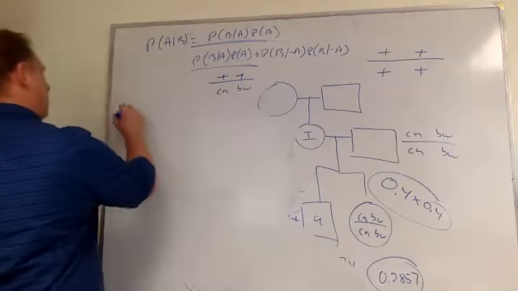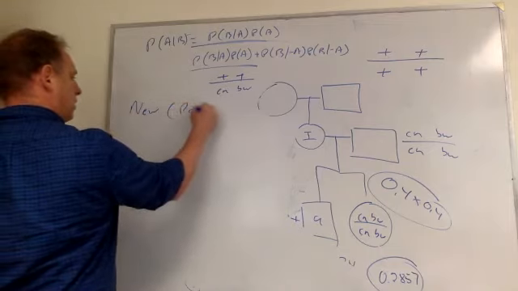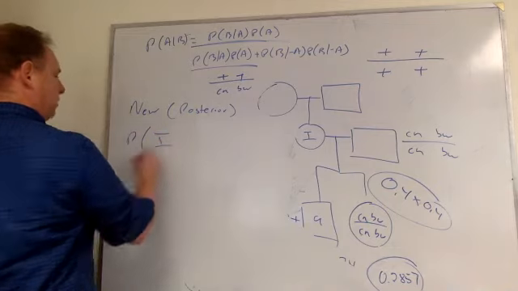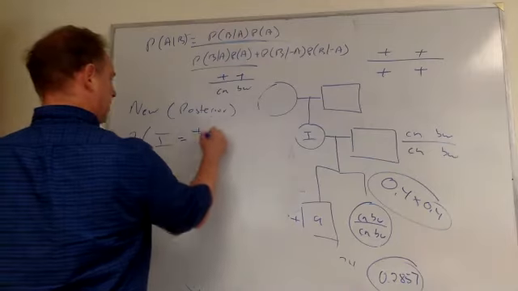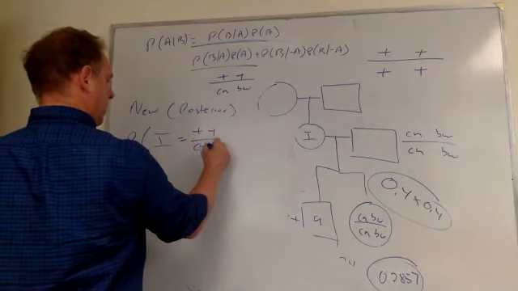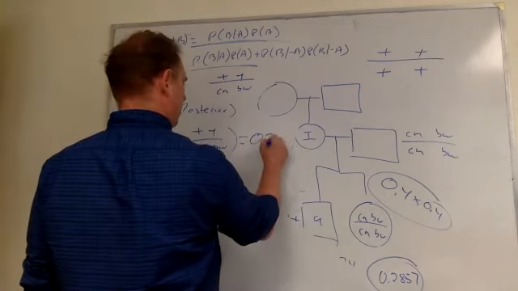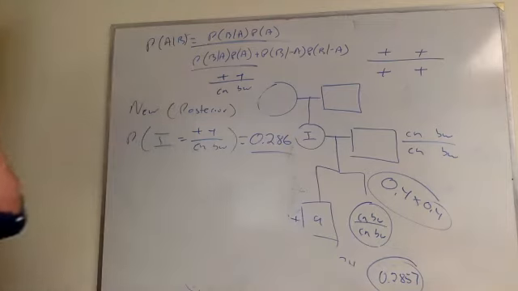We have now the new probability. Sometimes it's called the posterior. The probability that I is now, I'm going to keep it short, plus over Cinnabar Brown, like that, is equal to 0.286. I'll just round it.